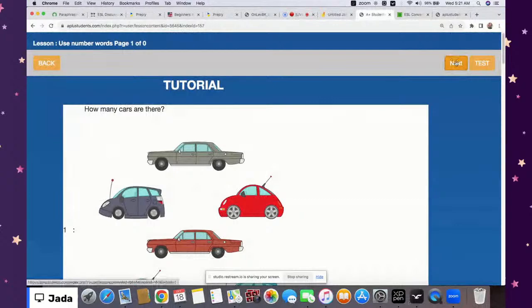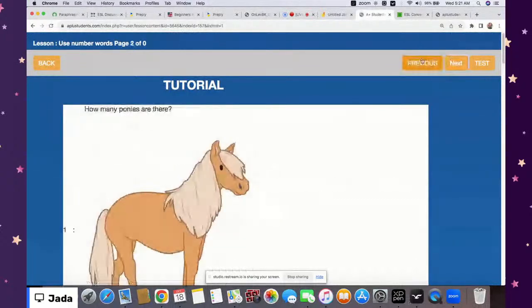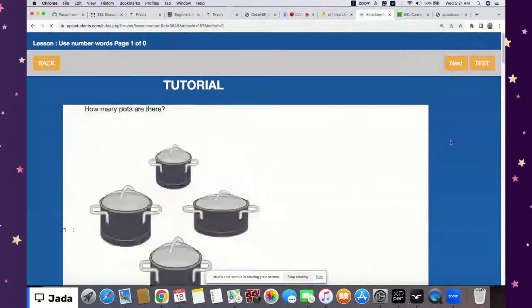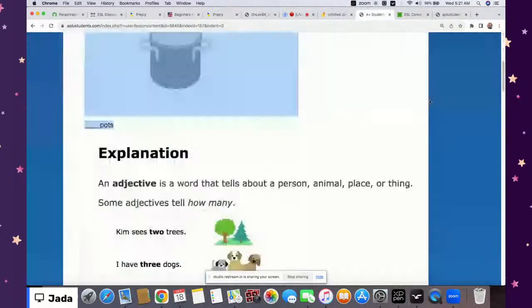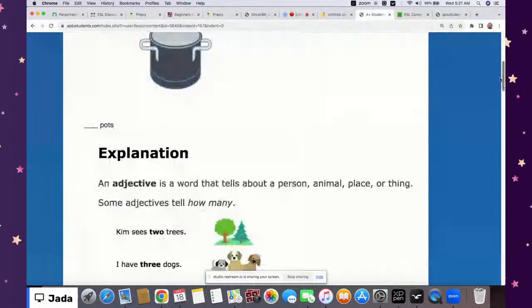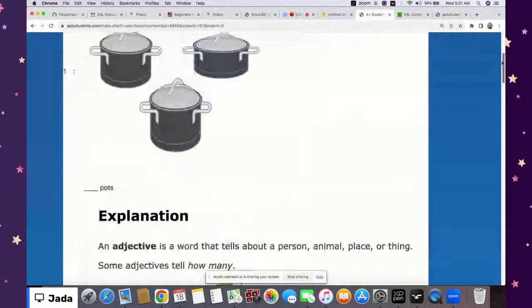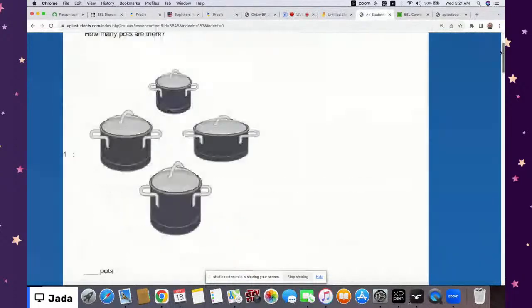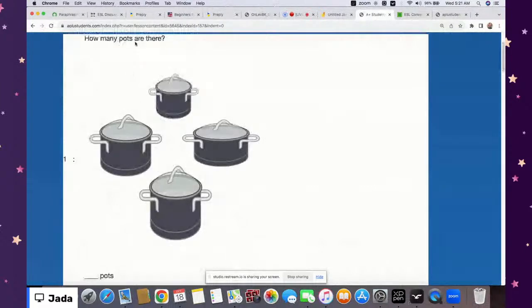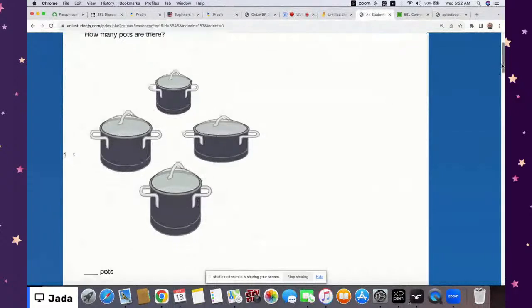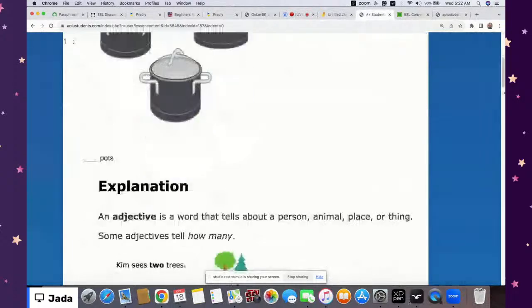So let's try some more examples before we move on to the test. So we have pots here, right? So how many pots are there? How many pots do you see? We have one, two, three, four, four pots, right? Good. So that's how it is.